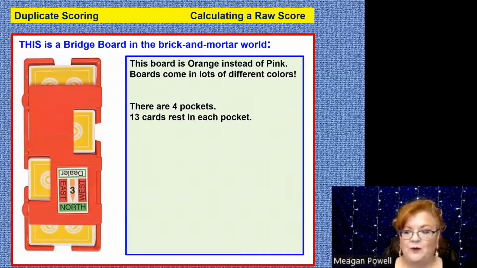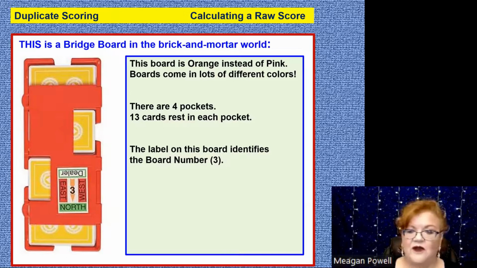I've made a bigger picture of it for you. This one happens to be orange. The other one was pink. There are 4 pockets. There are 13 cards in each pocket, one for each person. And in the middle of this thing is a label. Now let me zero in on this label. I see that number 3 in the middle of that label. So let's zero in on that.